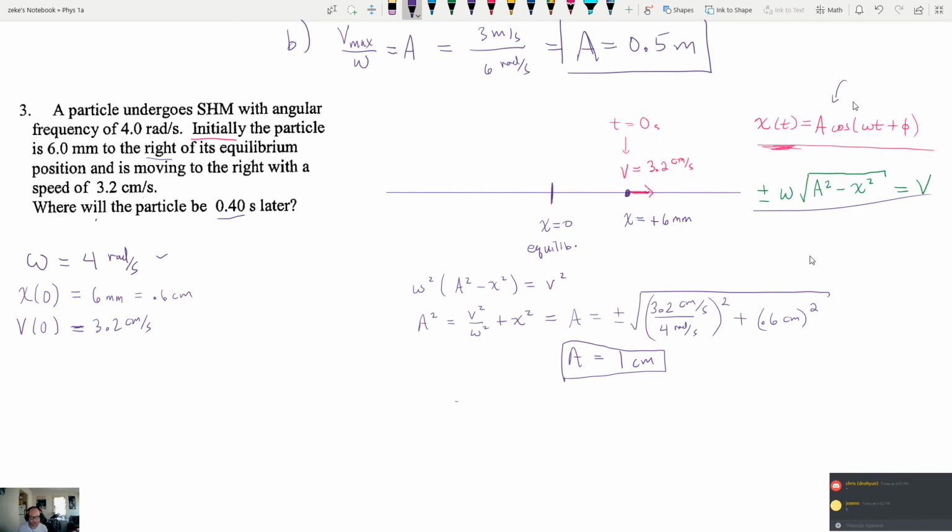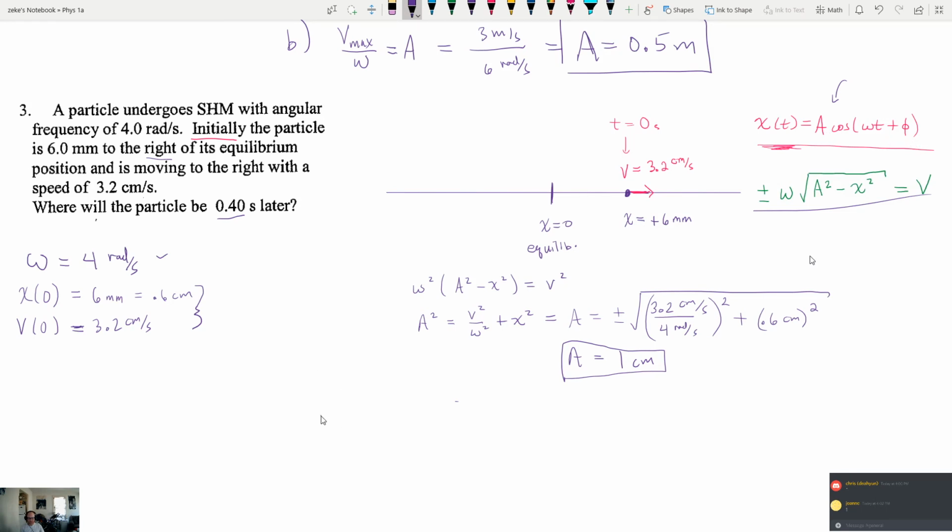So in order to figure out what phi is, we're now going to need to use these two pieces of information as I wrote them. That is to say x of 0 and v of 0. I think we need to use both, but I could be wrong. So let's try this out. We know what x of 0 is, and we have a full equation that will have every variable except for phi. So let's write them out.